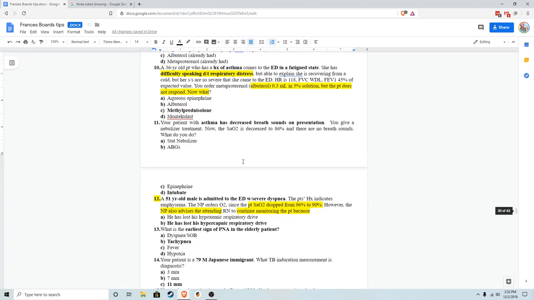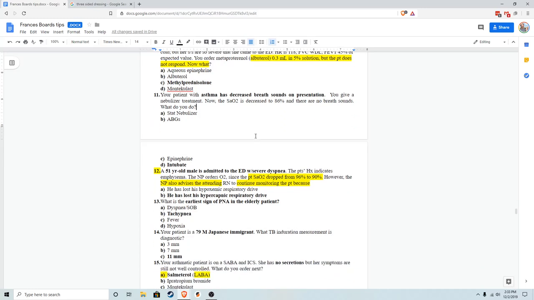All right. Next one. A patient with asthma has decreased breath sounds on presentation. You give a NEB treatment. Now her sats are dropping. That's awful. Sats are now decreased to 86% and there are no breath sounds. What do you do? So we know this patient has asthma. They have poor breath sounds on presentation. We treat them with albuterol via NEB, and they're not responding and actually deteriorating.